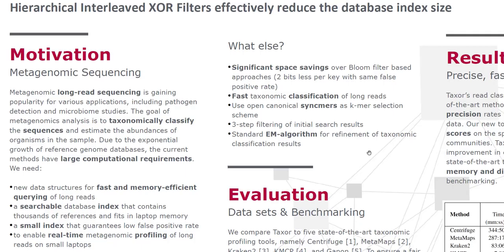Taxor offers the following features. First, we have a significant space saving over Bloom filter-based approaches. We offer fast taxonomic classification of long reads by using also open canonical syncmers as a k-mer selection scheme. For the final profiling, we use a three-step filtering of the initial search results and refine the classification results with a standard EM algorithm.